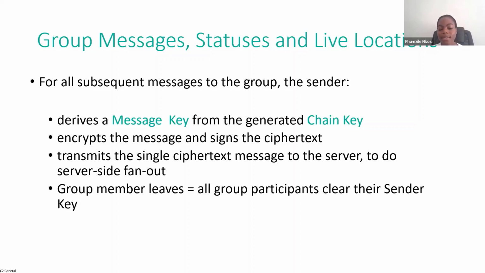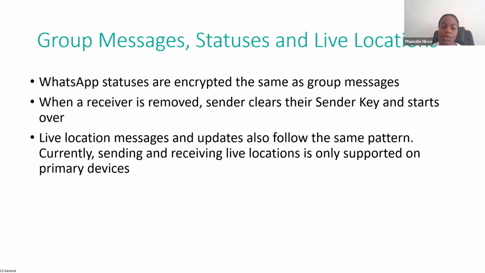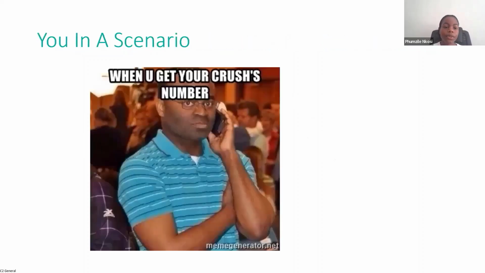Also, when a group member leaves the group, all participants clear their sender key. This is to ensure that people who have left the group cannot have the sender key, and therefore cannot decrypt the messages that are being shared in that group. The same is true for statuses. So when a receiver is removed, the sender key is also cleared and it's started over. The same is true also for live locations.